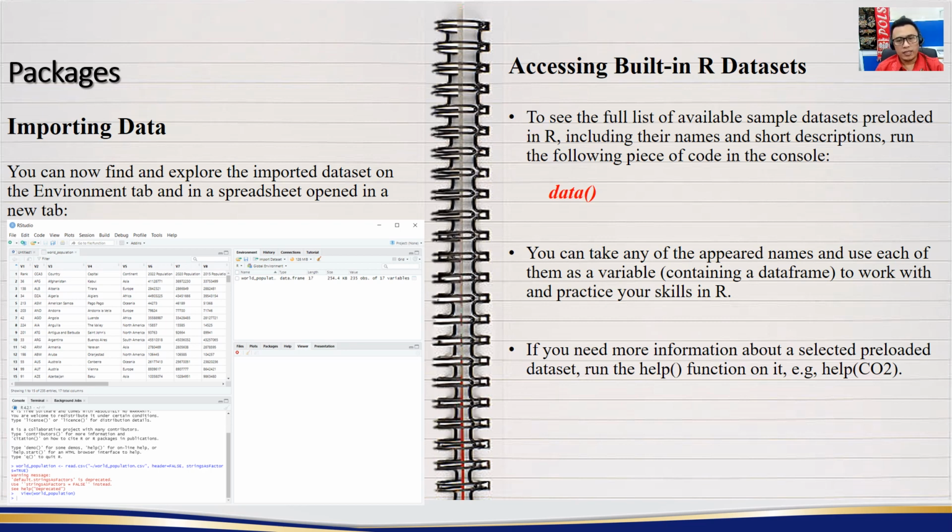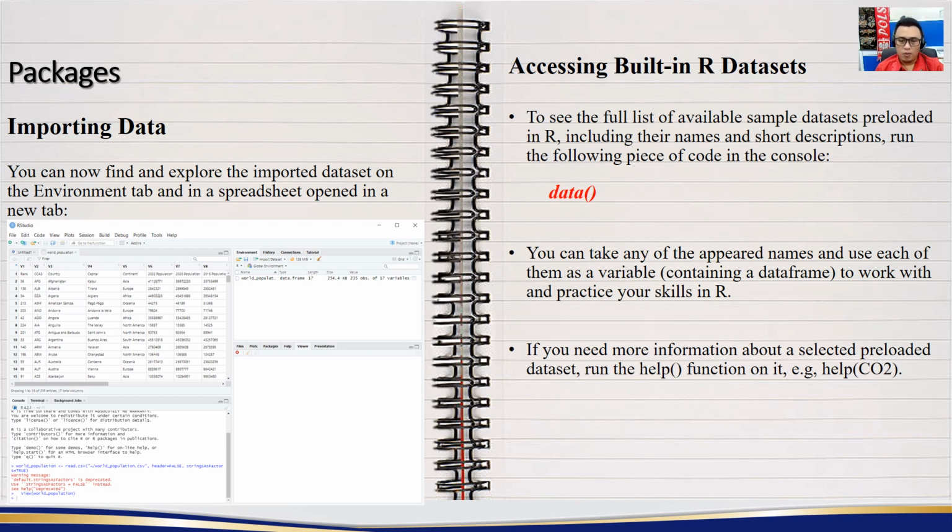All right. So, accessing built-in R data: to see the full list of available sample datasets preloaded in R, including their names and short descriptions, just run in the R console or in the source pane this command: data, open and close parentheses. Then hit enter or run, and it will show you the list of sample datasets that are actually preloaded in your core R programming language.